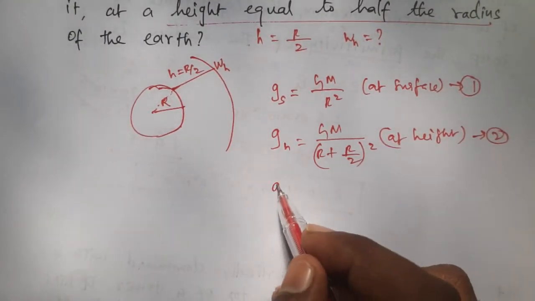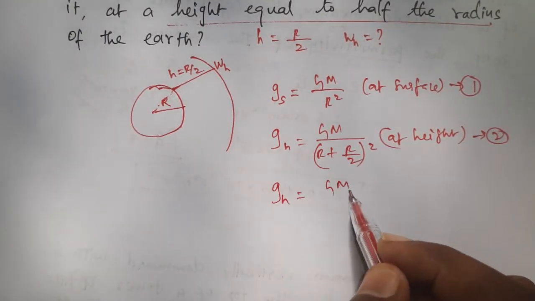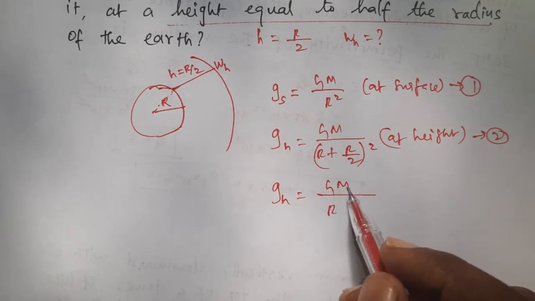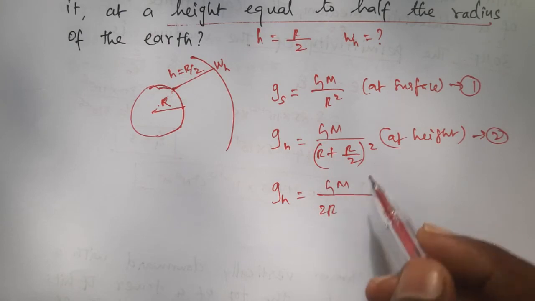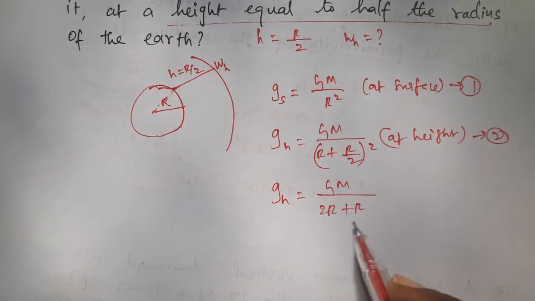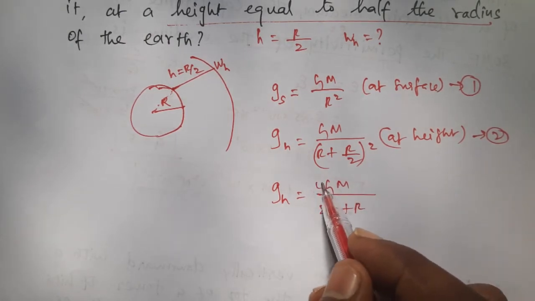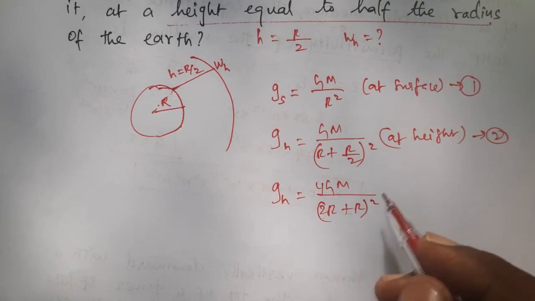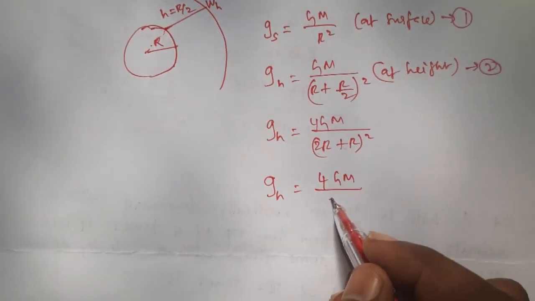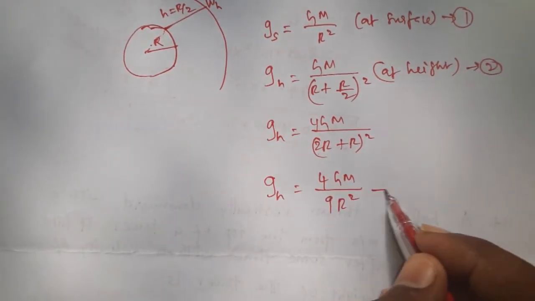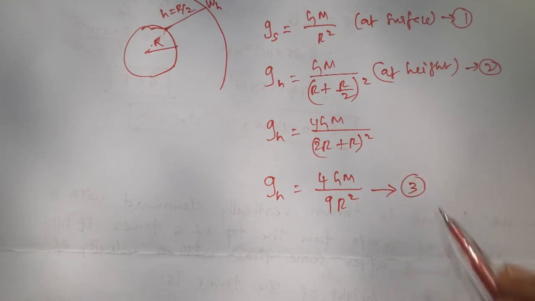Now gh is equal to GM by R plus R by 2 whole square, that is 2R plus R by 2. The 2 square is 4. So gh is equal to 4 GM by (2R plus R) which is 3R, so 3R whole square is 9 R square. So gh is equal to 4 GM by 9 R square. Let it be equation 3.